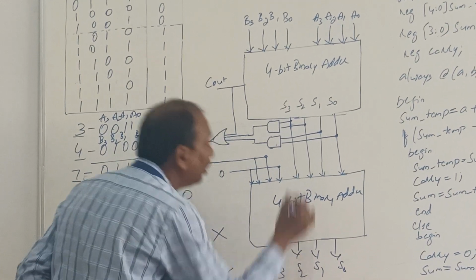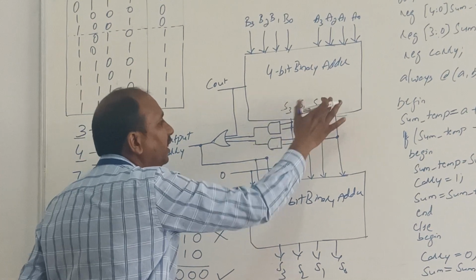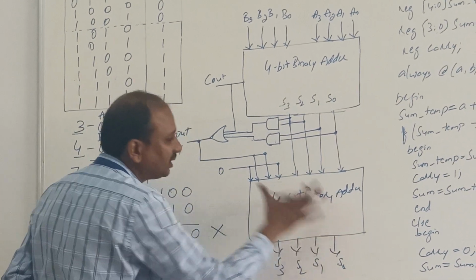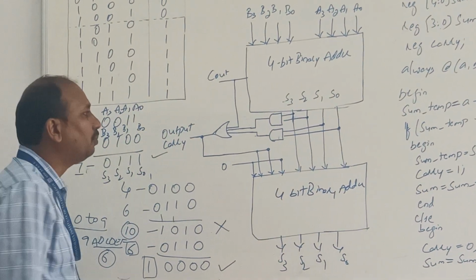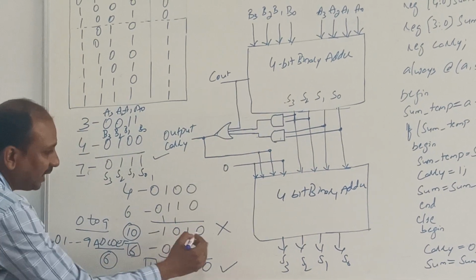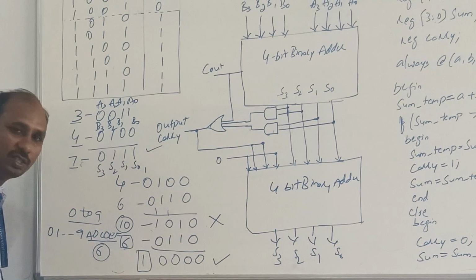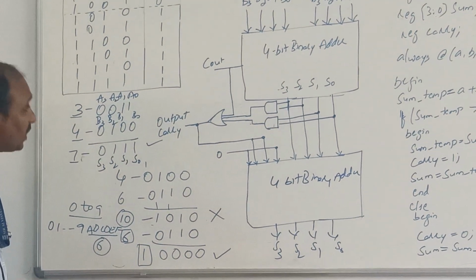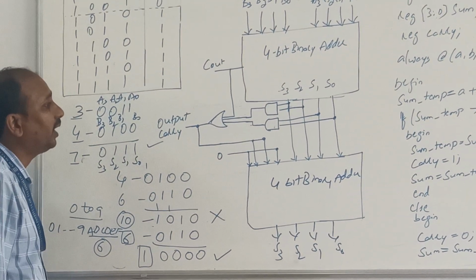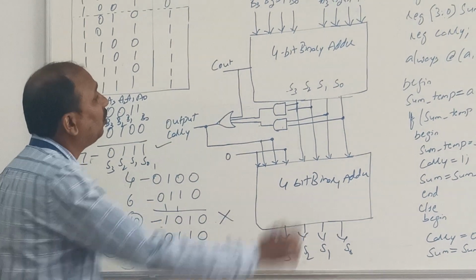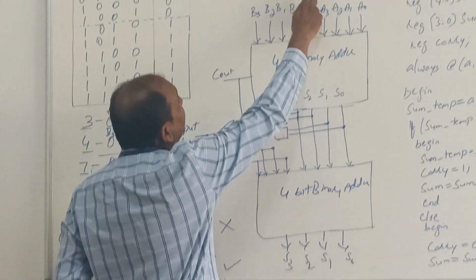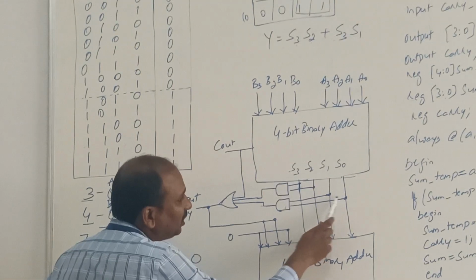The output will be, whatever outputs I am getting here, copied as it is into the next 4-bit adder. If the sum exceeds the range 0 to 9, like in the previous example where I got 1010, then it is going to perform this calculation: S3, S2 plus S3, S1. That is what I have written here.